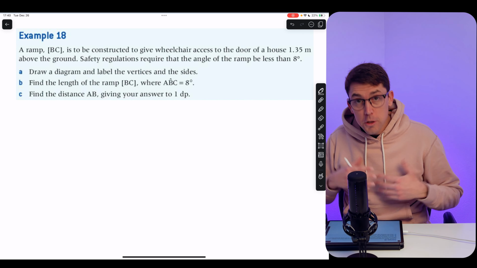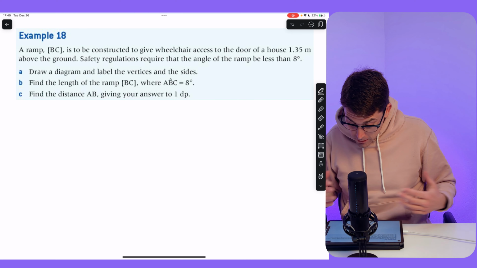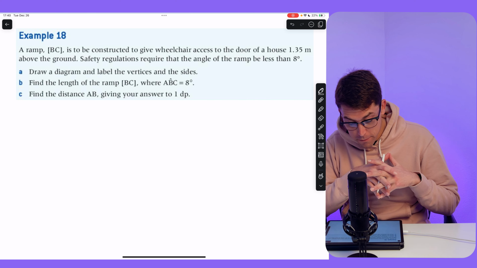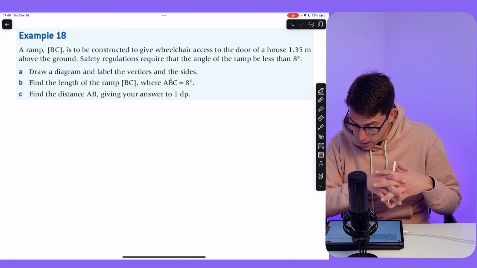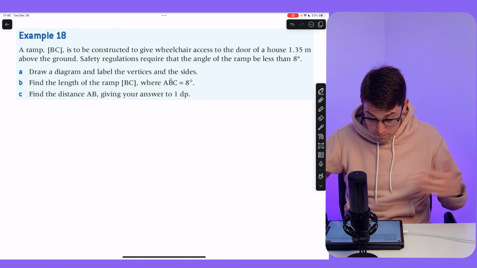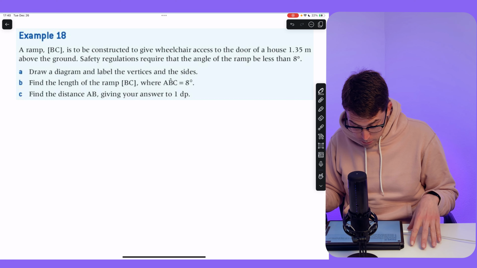Okay, so let's say we have a ramp and this needs to be constructed to give wheelchair access to a door of a house that is 1.35 meters above the ground. However, safety regulations require that the angle of the ramp is less than 8 degrees, so that it's a little bit easier to get up, and if you're going down, you're not just rolling out of control. So let's go ahead and draw a diagram and label the vertices and the sides.